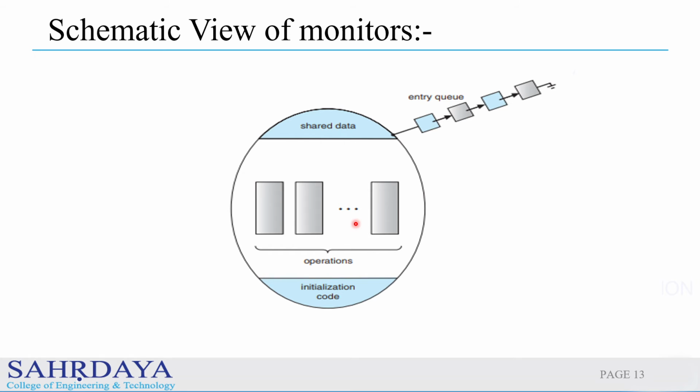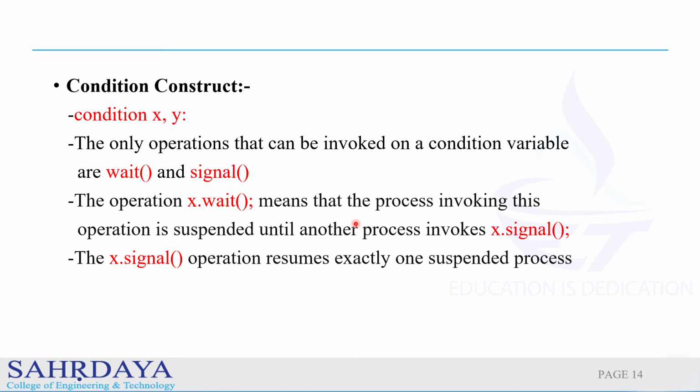Now, the condition construct. In order to achieve everything in process synchronization, something more should be defined in a monitor. That is the condition construct, and how do we declare that?